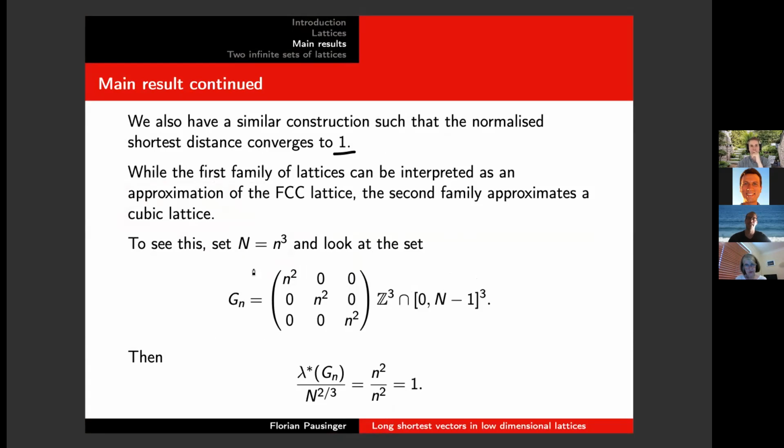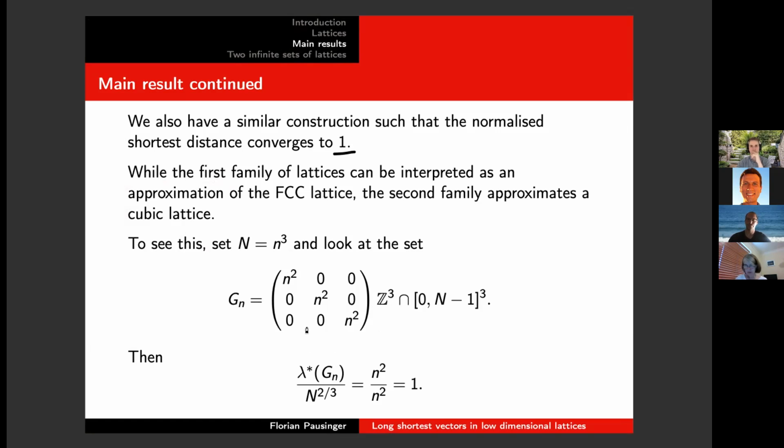typical cubic lattice. So we have n equals small n cubed many points, and we can generate a cubic lattice with these generating matrices where we have a small n square in the diagonal. We multiply this with integer vectors, we intersect it with our cube. So this gives a nice cubic lattice.